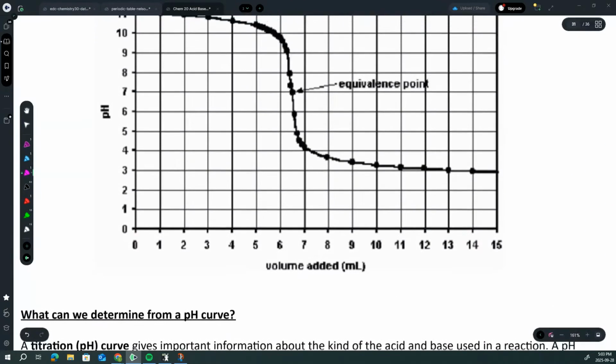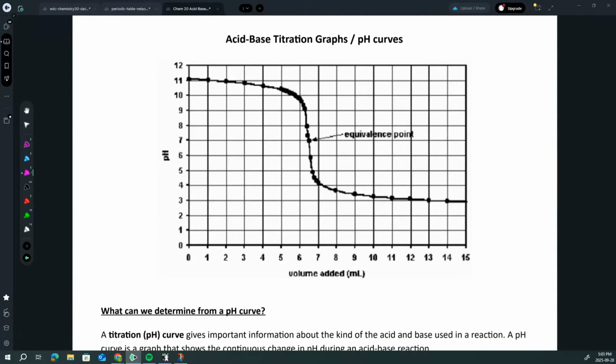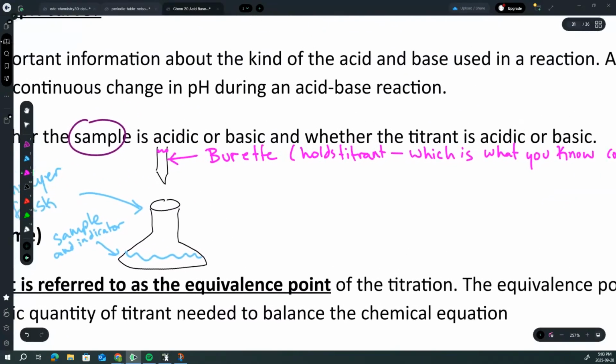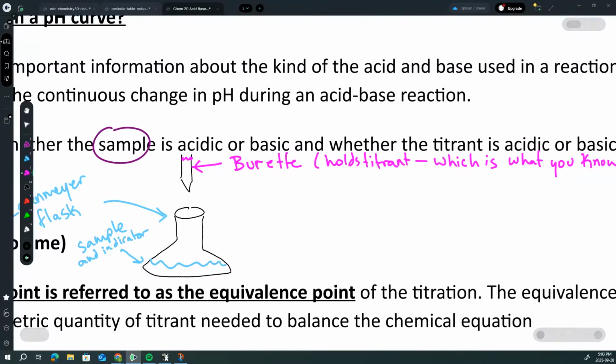Now, how we get all of these data points on the pH curve is usually through a pH meter, which you didn't see in the video here, but that's okay. We can draw it in. So the pH meter is just like a stick with a wire attached to it. And that is going to measure the pH of the solution or of the sample.